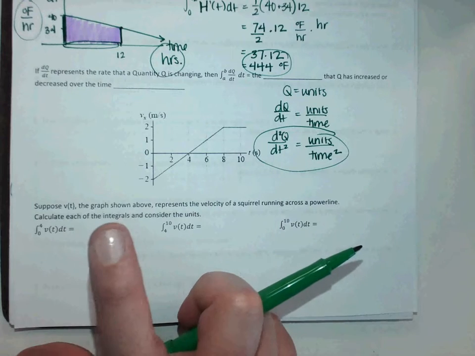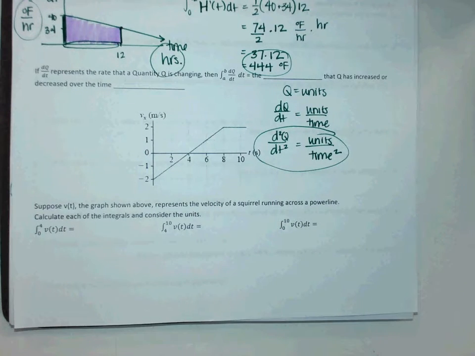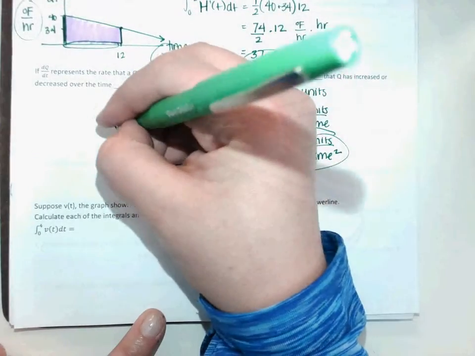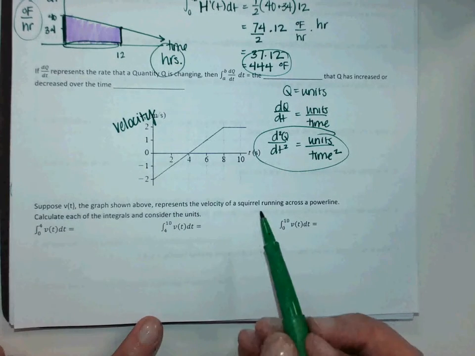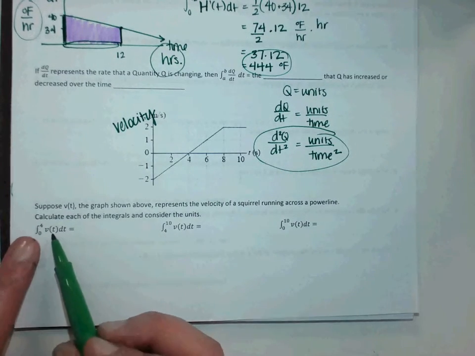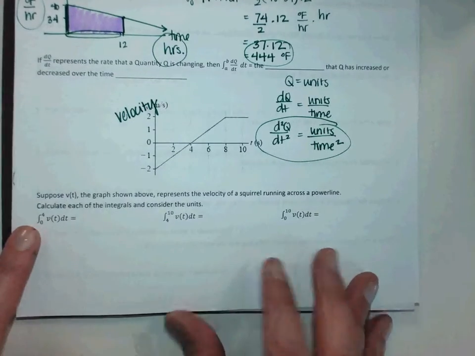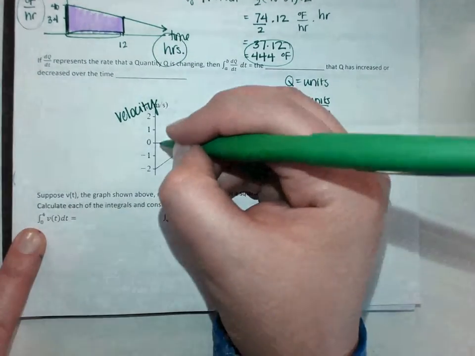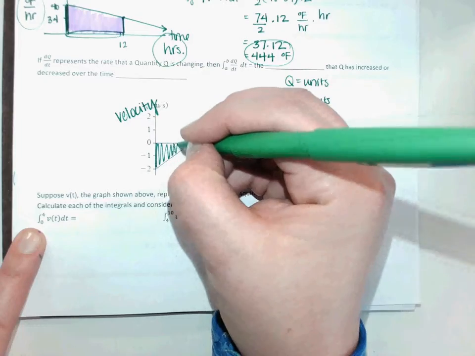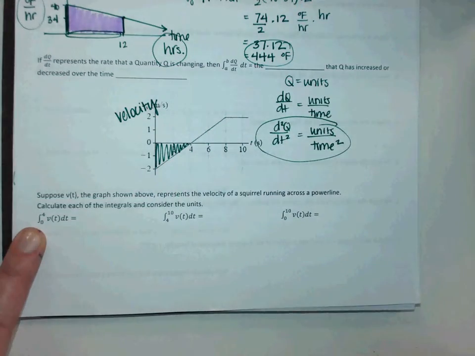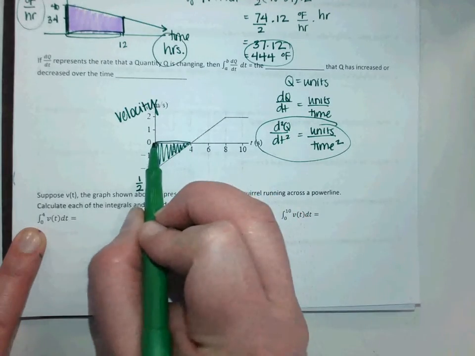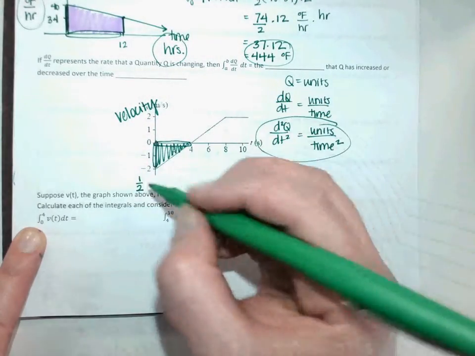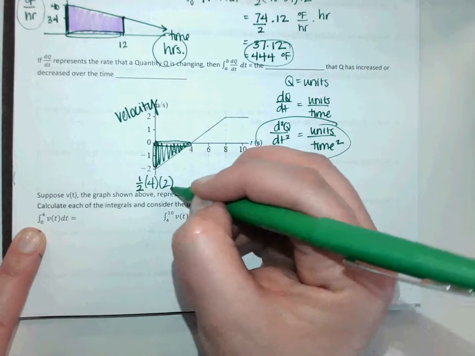So let's do this one now. So v of t, the graph above shows the velocity of a squirrel. Boom, velocity. Then it says it's measured in meters per second, running across the power line. Find the integral from 0 to 4. So first thing I'm going to do is find the area. 0 to 4, I'm shading, shading, shading. What shape is it? Okay, 1/2. How long is the base? 4. How tall is the height? 1/2 times 4 times 2. What do I get?